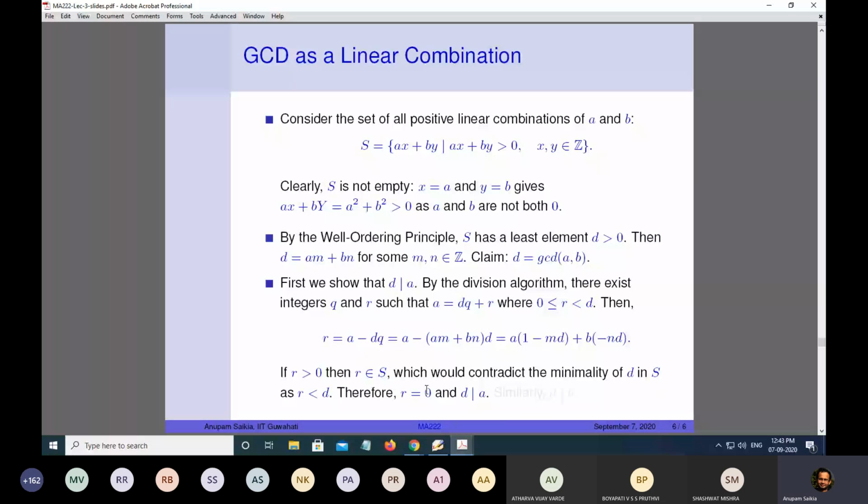Similarly, D divides B. So it is just the well ordering principle. You can see how useful it is. You just have to choose your set carefully.